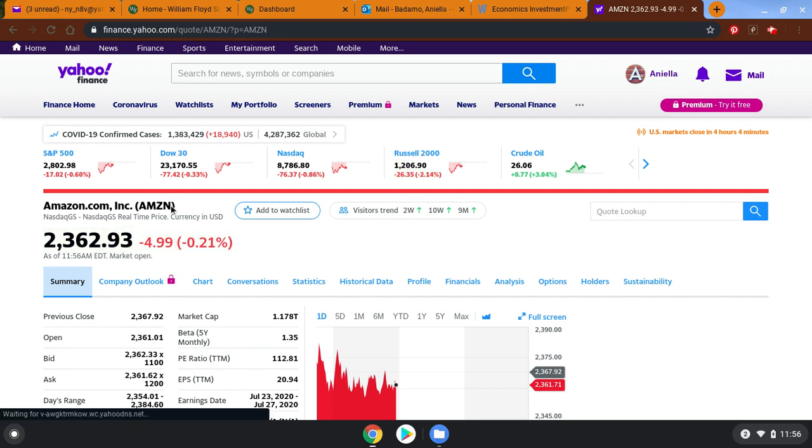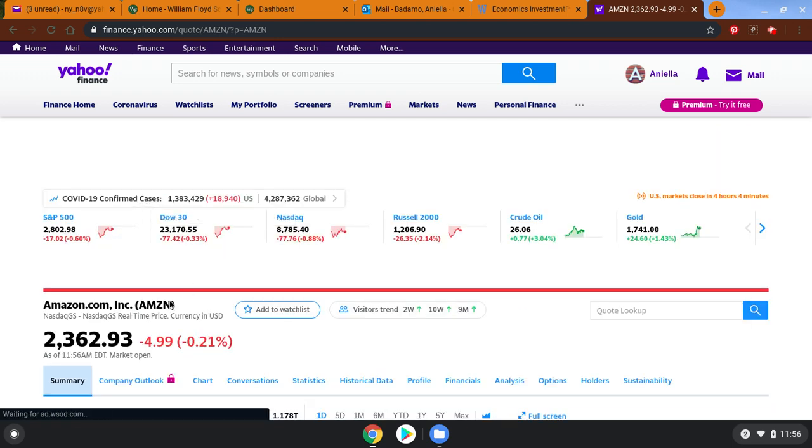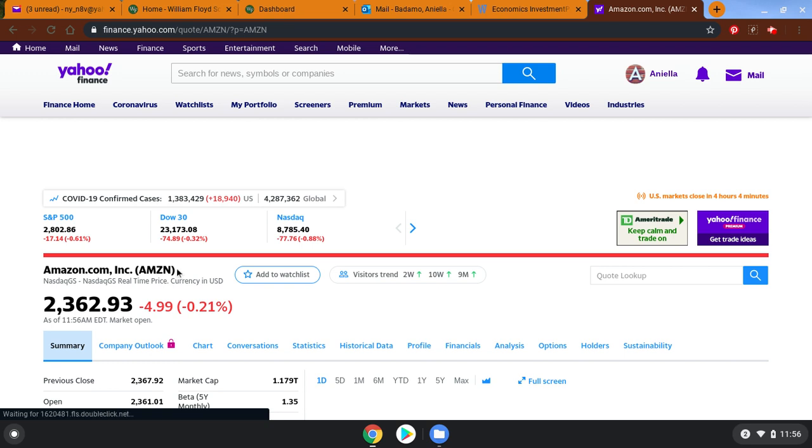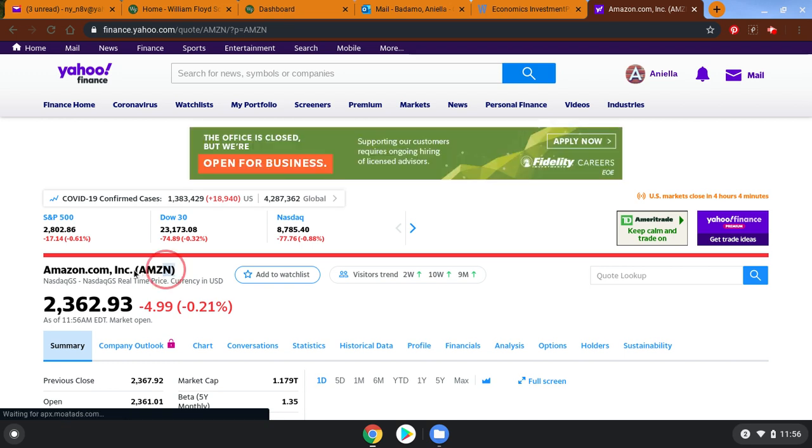Okay, same thing. Here's the stock. Oops, jumped, right? Yeah, it keeps reloading. Here's the stock symbol. Here's the full company name, Amazon.com Incorporated.